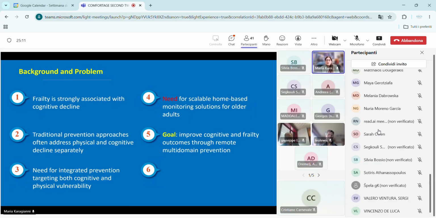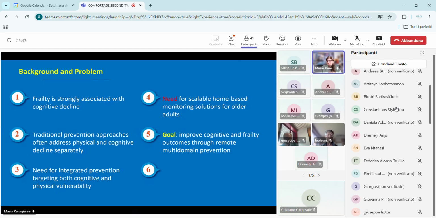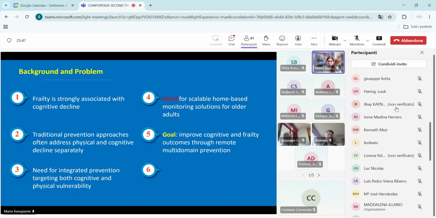People with frailty also are not so easy to attend somewhere. So the most important thing is to have something that they can do in their own home, and they can apply it in their own environment. So this will have better adherence, and they will have the best result. So there is a need for an integrated prevention targeting both the cognitive and physical vulnerability of this vulnerable population of older adults.